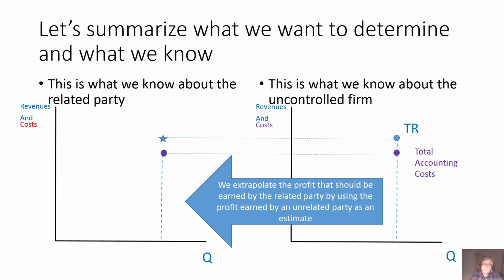Well, what we can do is extrapolate the amount of profit that was being earned in the uncontrolled transaction, that unrelated firm, that uncontrolled firm, and say if the related party here, our company X, earned that same profit level, we'd be able to estimate what their total revenue would be. And that's where I drew in that star in light blue.